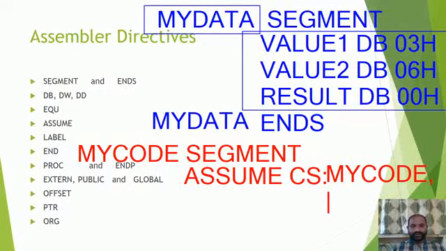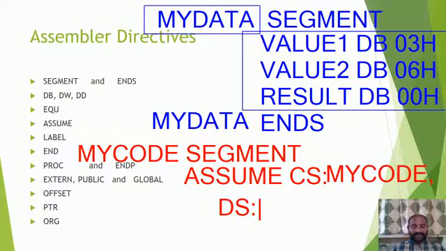For that, I need to explicitly mention it. It is one statement: assume CS colon my code, comma, continuation. Actually, I took the next line because of the space. I'll explain the assume. You just note down this one. I'm shifting this to the left side because it is a continuation of this one. Just remember, it is DS colon.